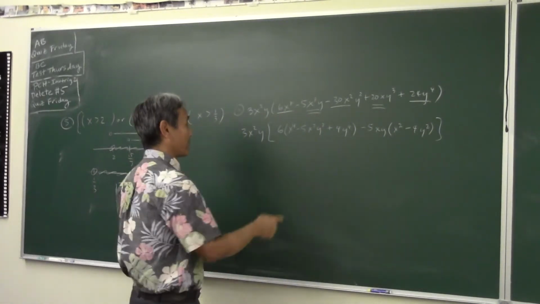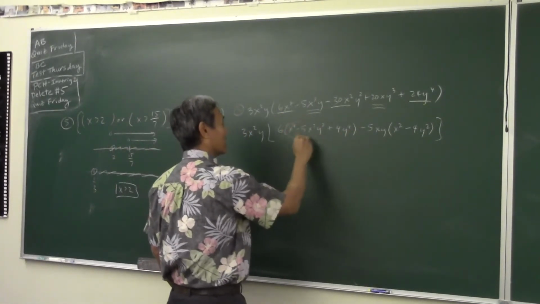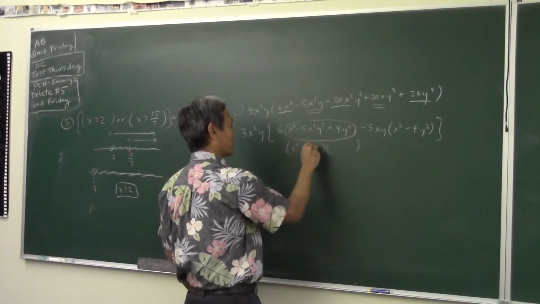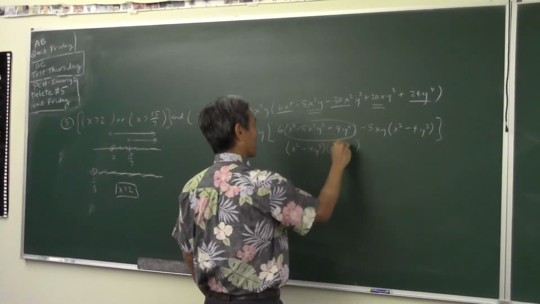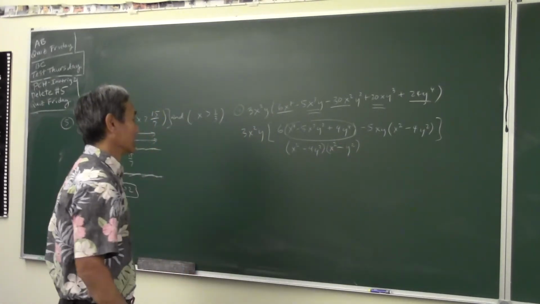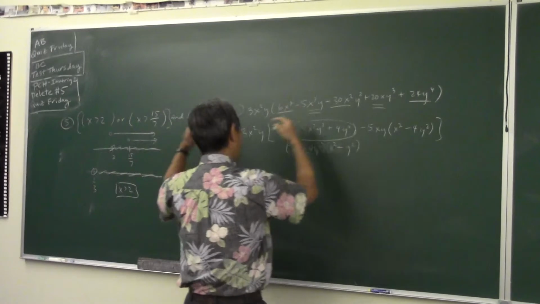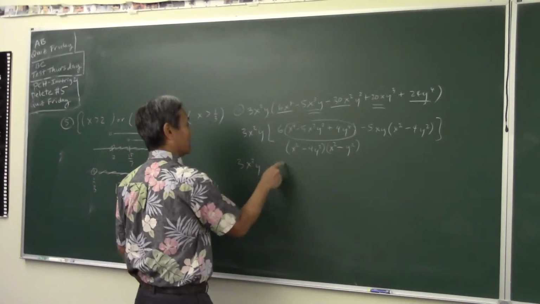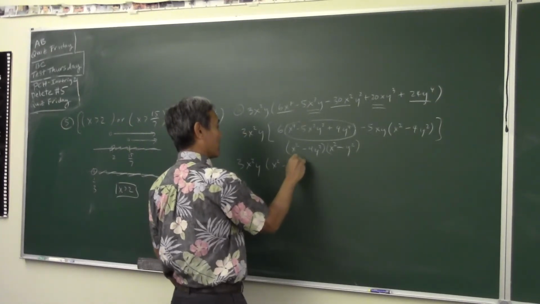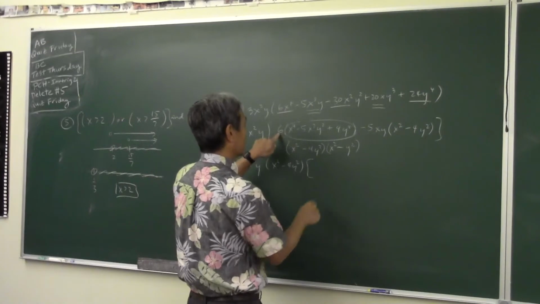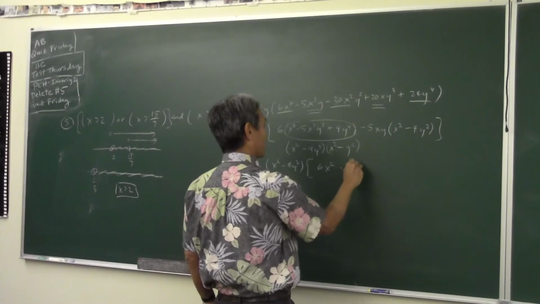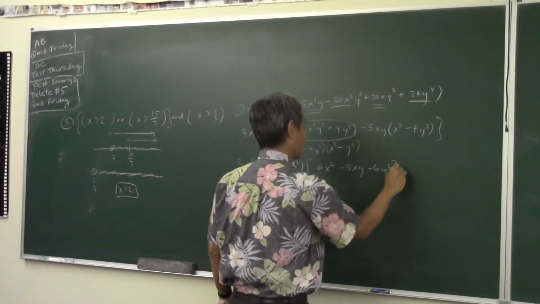So in order to do factor by grouping, you have to have a common factor here. But look at this thing here. This can be factored as x squared minus 4y squared times x squared minus y squared. See how you have a common factor here and here? So that can be factored out. If I factor out this and this, you're going to get x squared minus 4y squared, and what's going to be left? 6 times this minus 5xy, so 6x squared minus 5xy minus 6y squared.